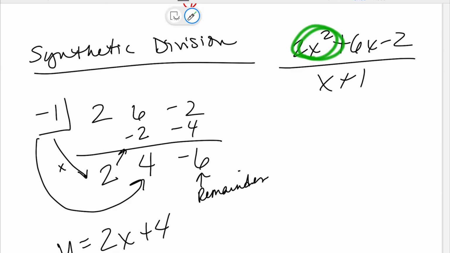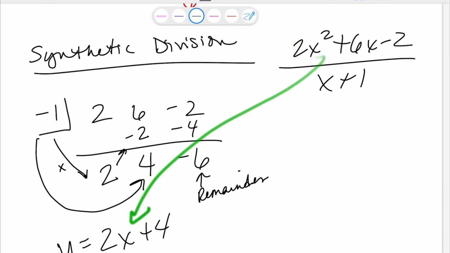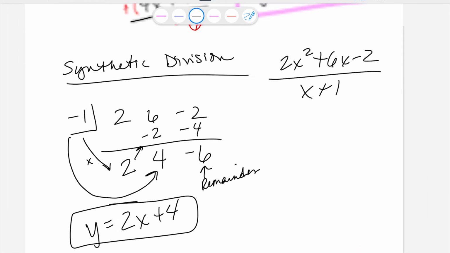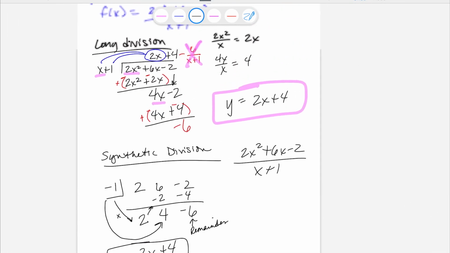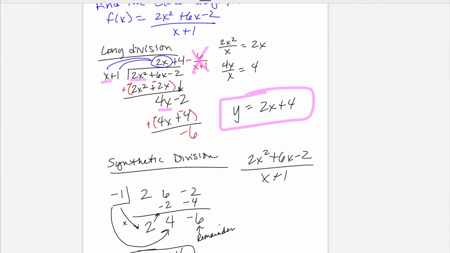Anytime you have division, you always go 1 degree less. So that was x squared, I have an x. And we get the same thing. Right? And I'm sure back in the day when you were taught all this stuff, if you were, maybe you weren't. And so now's a good time to learn.